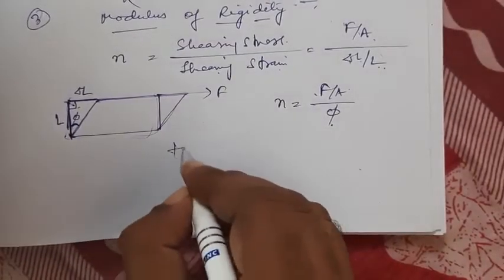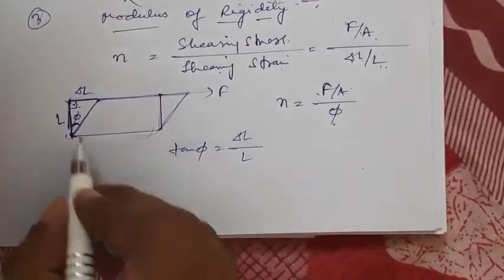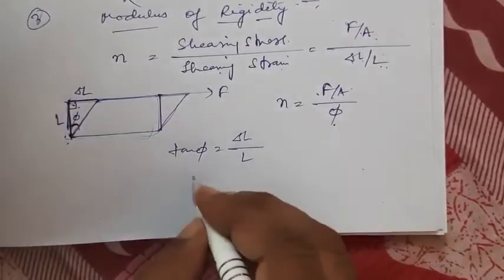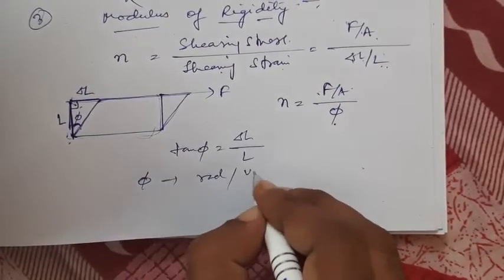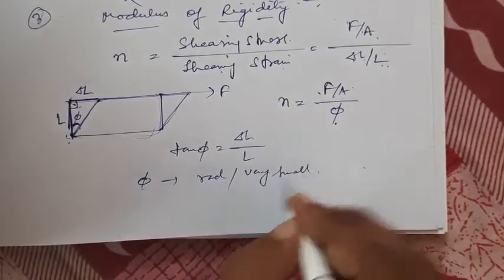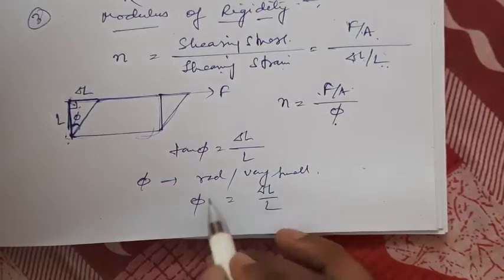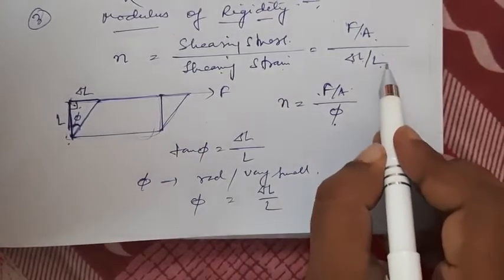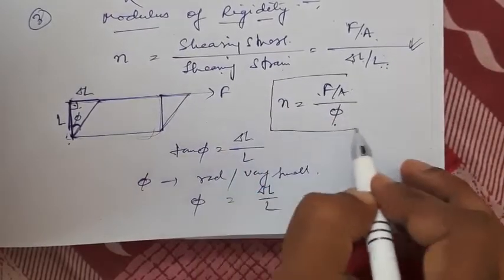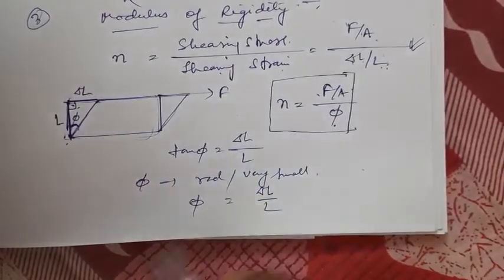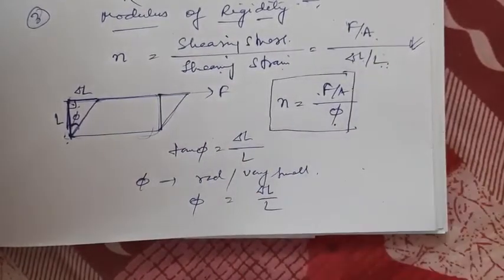Now if we write the statement of tan phi from this diagram, we can write it as delta L by L. Tan phi means perpendicular by base. Now if phi is in radian and very small, what happens? Tan phi becomes equal to phi, delta L by L. So the replacement of the value of phi as delta L by L has been done here. So you can write the statement at first as F by A by phi, and then after showing this you can state it like F by A, delta L by L.